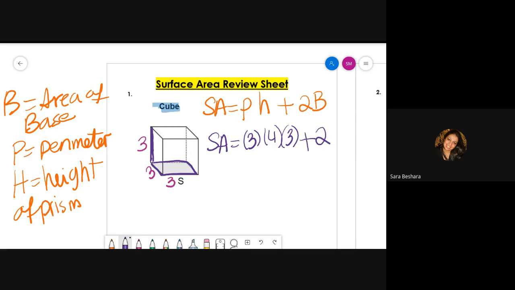Plus 2 times B, where B is the area of the base. So let's take a look. The base again is a square. Why is it 2 times B? Because we do have a square at the bottom and a square at the top. You see the bottom square right there that I'm shading? There's also another one at the top. So we have to accommodate for the one on the top and the one on the bottom. To find the area of a square is nothing more than L times W, so that would be 3 times 3. Remember, we have to multiply by 2. 3 times 3.